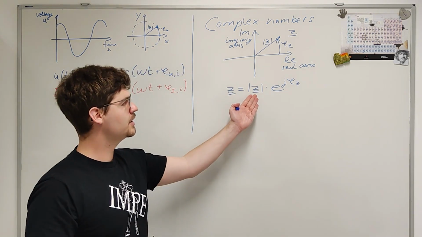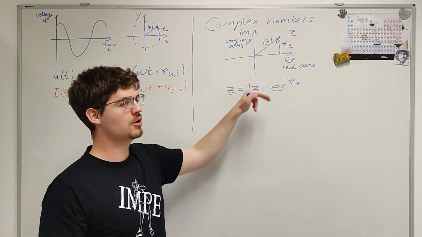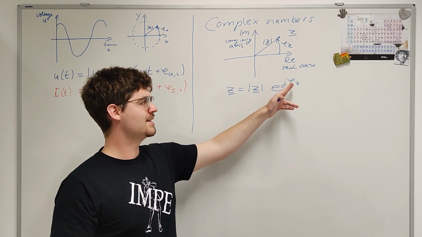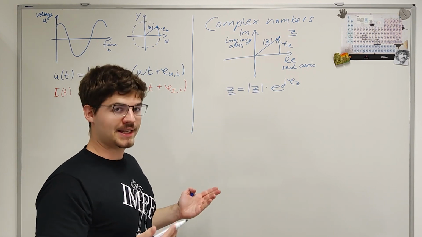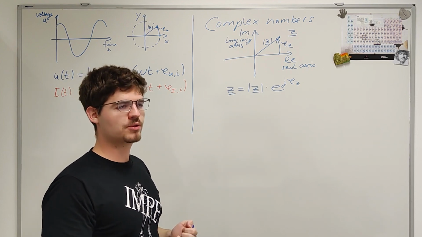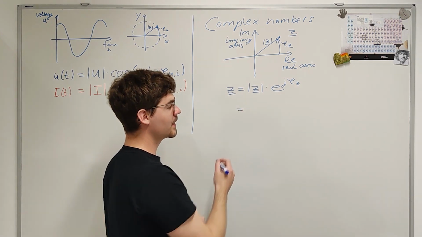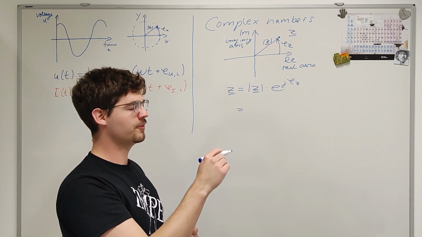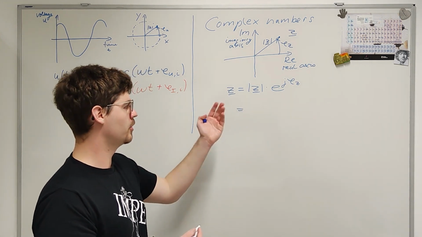They are the magnitude of the complex number, the length of this vector, times e to the j, where j denotes the imaginary unit, times the phase angle phi z, with z as an index for the complex number. It can be shown mathematically that this e to the j phi z term can be expressed with trigonometric functions. It is the cosine of phi z plus j times the sine of phi z. If we plug this into this equation here, we get the following result.